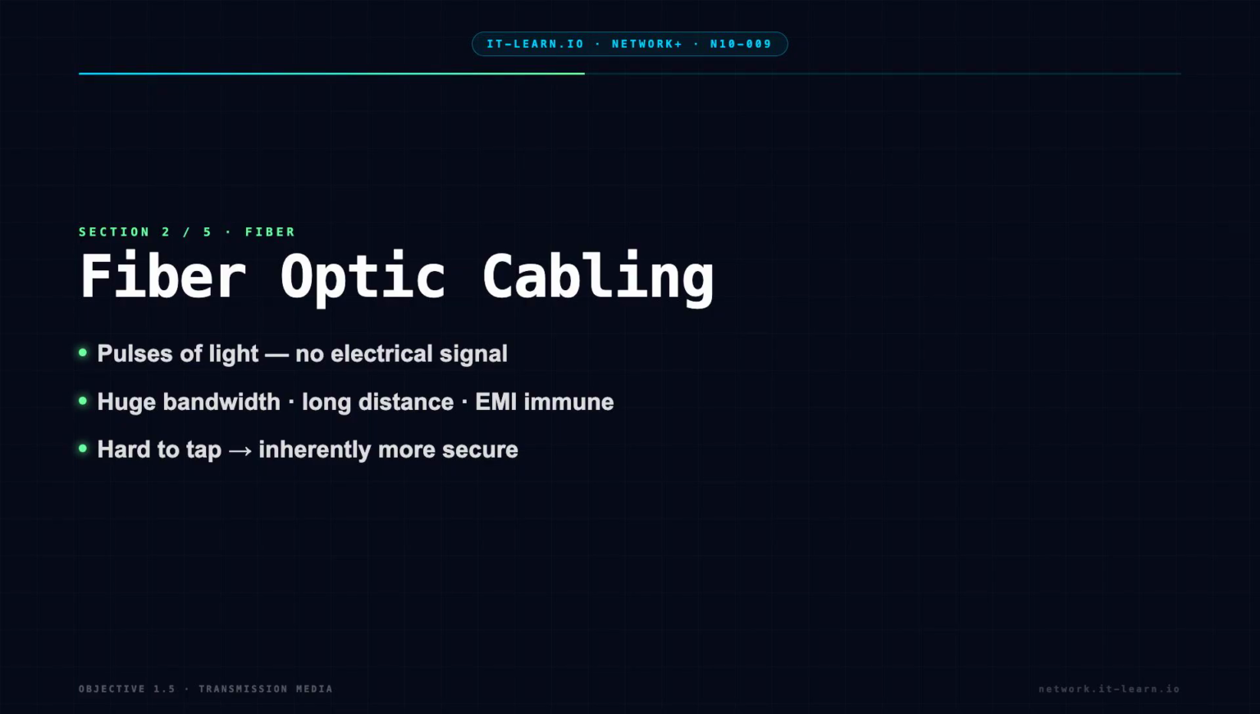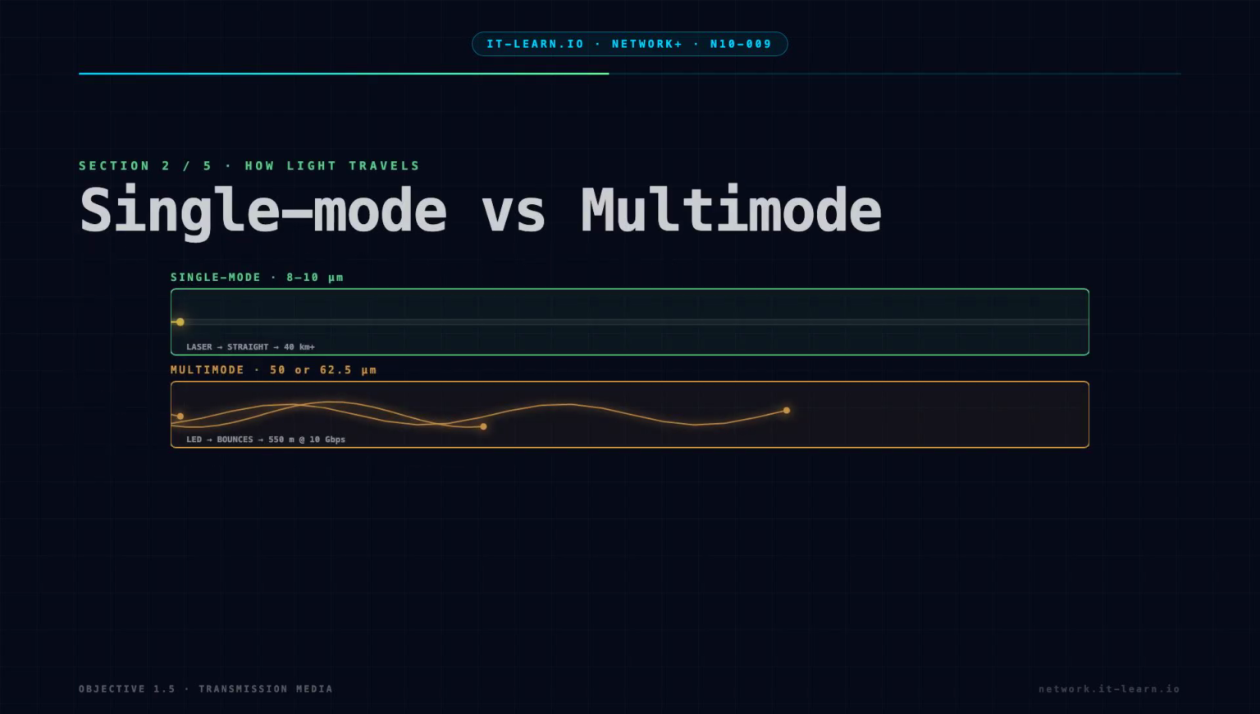Single mode fiber, or SMF, has a very small core diameter, typically 8 to 10 microns. It uses a single ray of light, typically from a laser, to transmit data. Single mode fiber supports extremely long distances, up to 40 kilometers or more, and very high bandwidth. It is more expensive than multimode and is typically used for long distance and high-speed backbone connections.